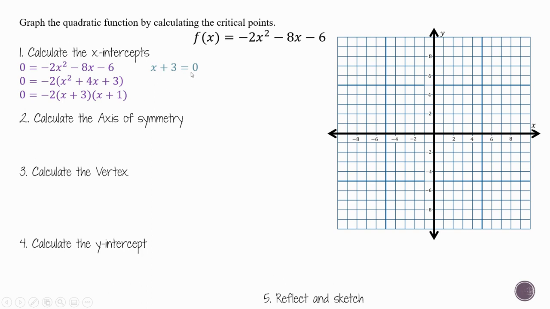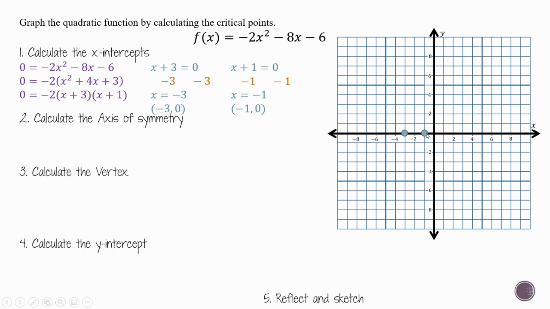If x plus 3 equals 0, to solve for x, I would subtract 3 from both sides, and I get x equals negative 3. And so that would be the ordered pair negative 3, 0. And then set x plus 1 equal to 0. Subtract 1 from both sides, so we get x equals negative 1. So then I would plot both my x-intercepts, negative 3, 0 and negative 1, 0.